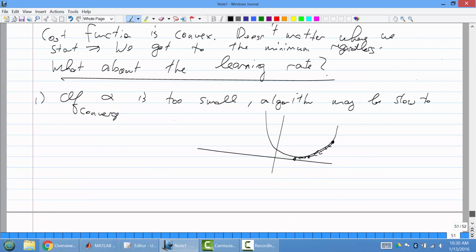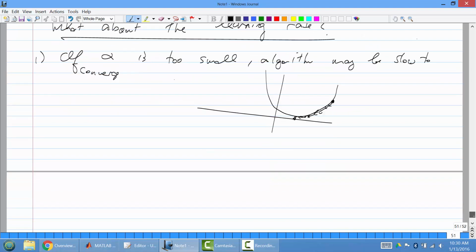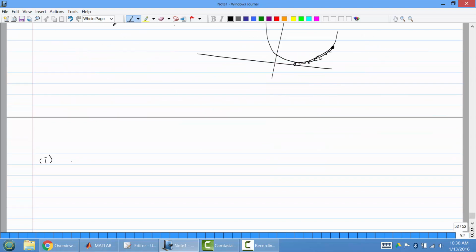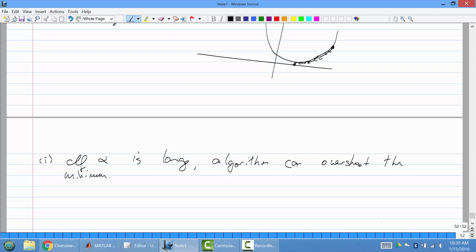The other extreme is if you make the learning rate too large, like you set it to 1 million or something. In that case, you're basically jumping over the hill, and you're just going to keep jumping and jumping. You're never going to get to the minimum because your step is so large. Okay, so if alpha is large, the algorithm can overshoot the minimum, can diverge.